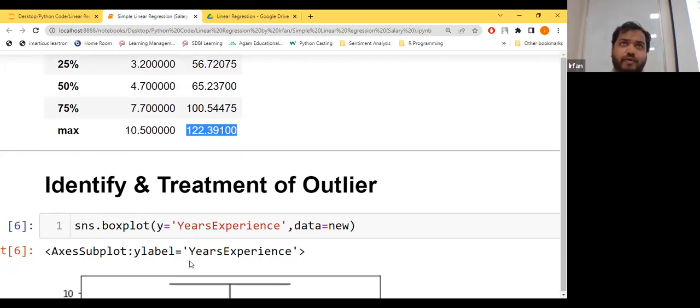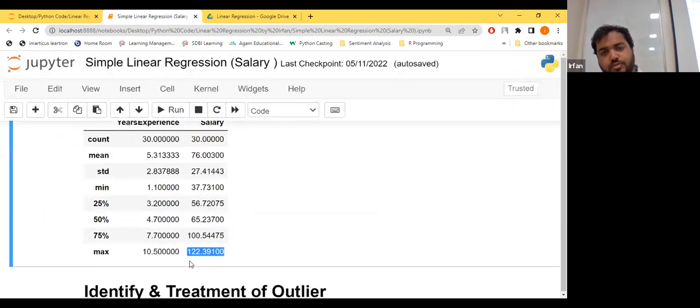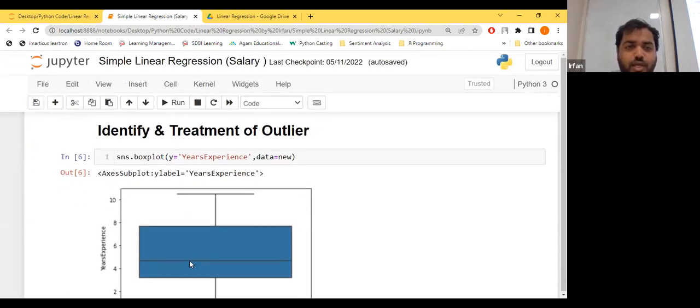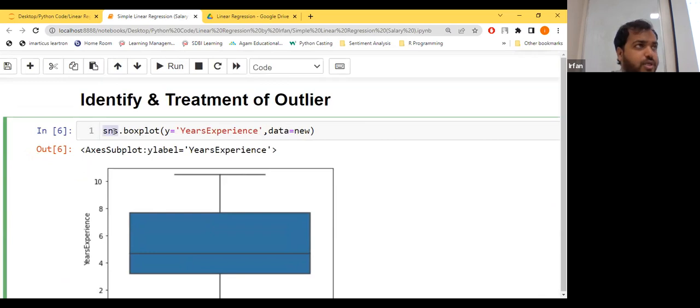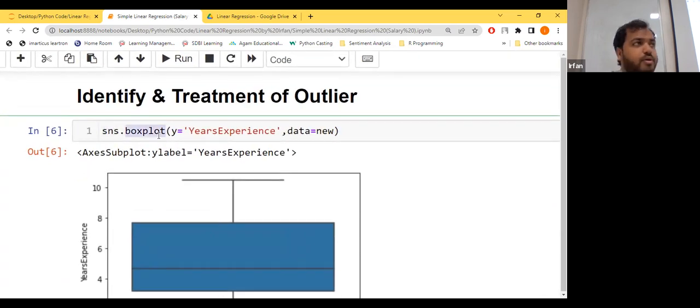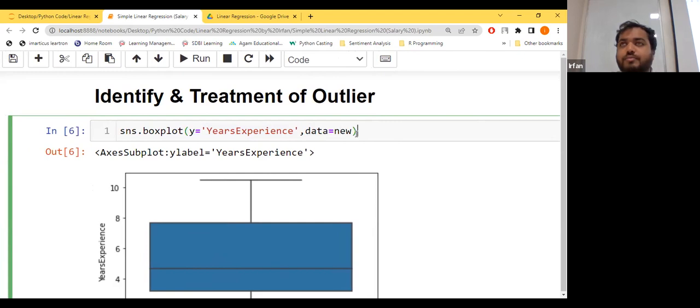Next, we do the EDA part, guys. In EDA, missing values and outliers come in the row. Let's identify whether we have outliers or not. To identify outliers, what do we use? Box plot. sns stands for Seaborn. Function name, boxplot. Y variable is your year of experience. Data taken as new. Clear?